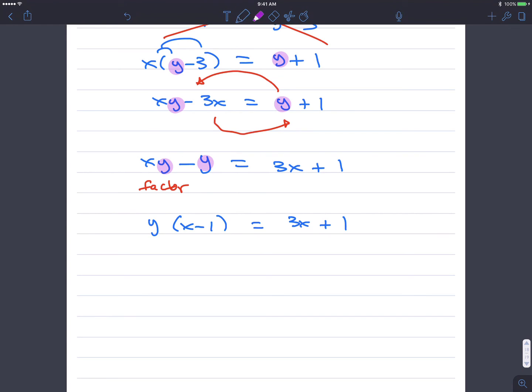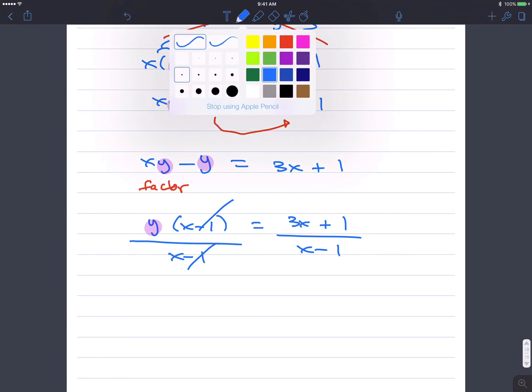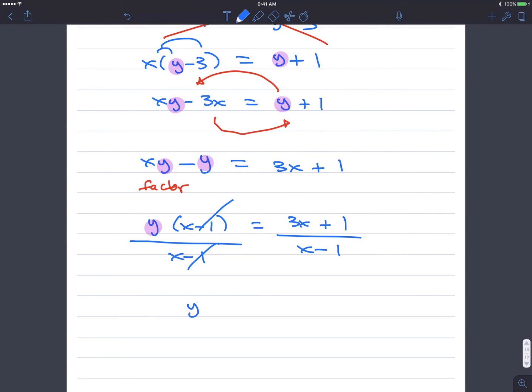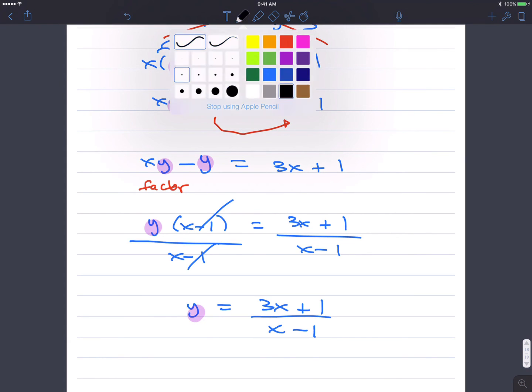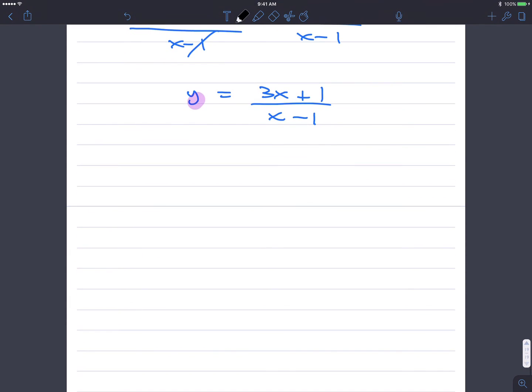Now, ladies and gentlemen, you're there. You can get y by itself easily. Divide both sides by x minus 1. Cancel, cancel. Oh, here we go. y is (3x plus 1) over (x minus 1). You guys solve for y. The inverse function. Hold on. Let's write it right.